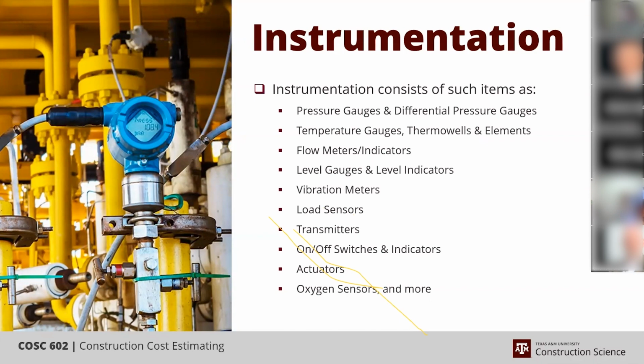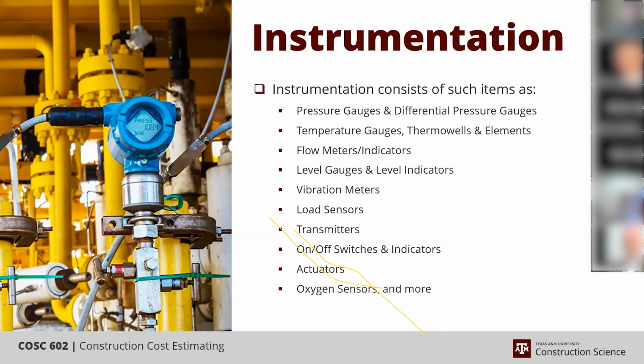Flow meters and indicators. Literally, it could be a rotometer, it could be an orifice plate, but you have different styles of instrumentation out there that are basically determining what the flow of the gas or the liquid is through the lines. The indicators are actually showing what that is while the other one's measuring it.